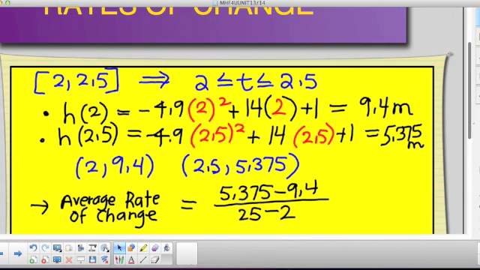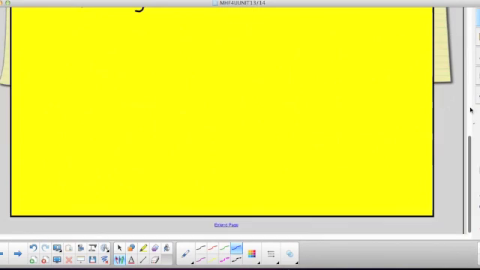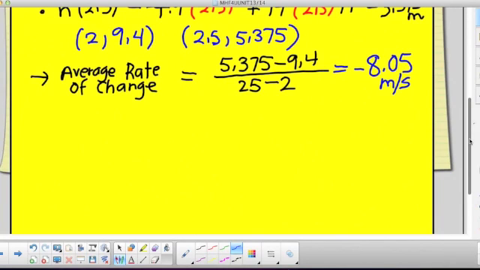Now there's a reason I wanted to do this particular question, because when we solve for our average rate of change, we get a negative 8.05 meters per second. 8.05 is a negative value, meters per second. So can someone tell me what this negative speed represents in the context of this problem? What does that negative speed represent? Yes, Julian? A decrease, okay, a decrease in height, but what does that mean in terms of direction? Jennifer? Well, it's traveling down.